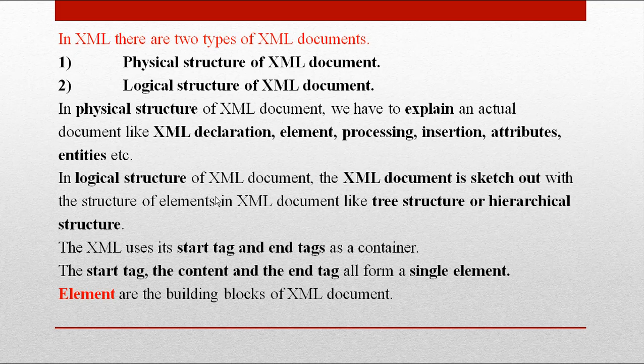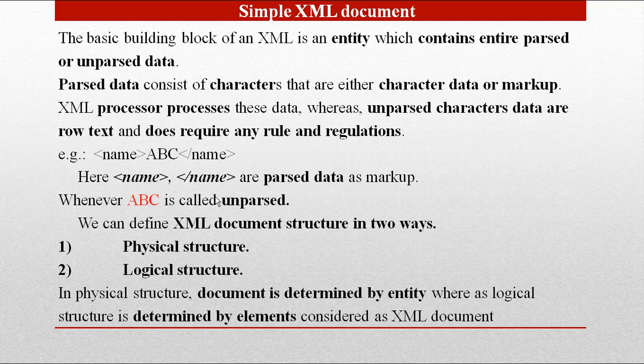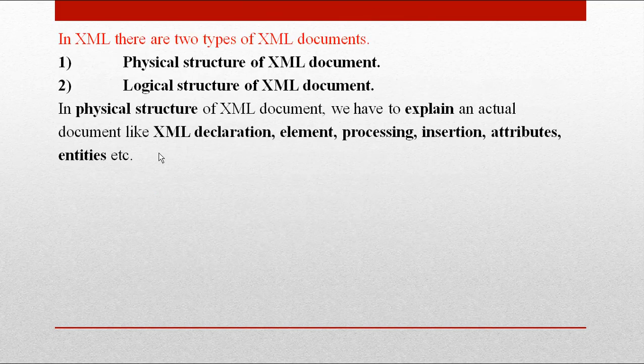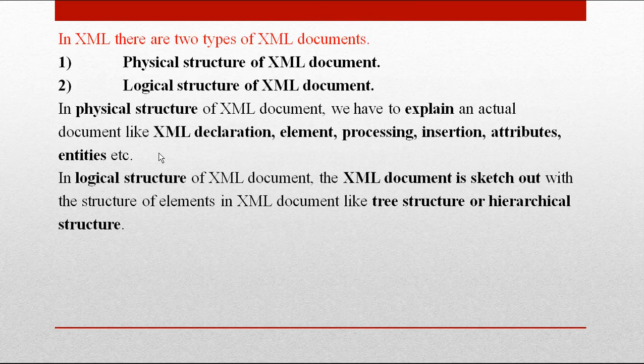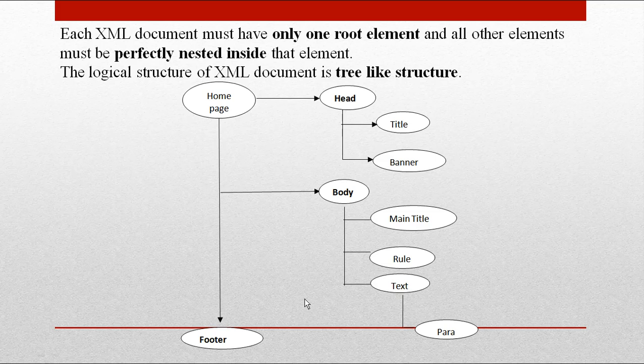So in the last example we saw, like in the last example, name ABC. So ABC is the container, okay, and name is the starting tag and slash name is the closing tag. So it is called container. Elements are containers. So elements are the building blocks. Total element is a single one, and these are the building blocks of XML documents.